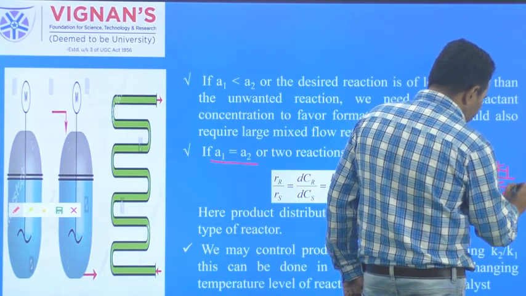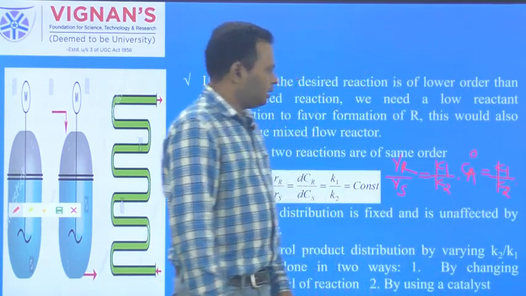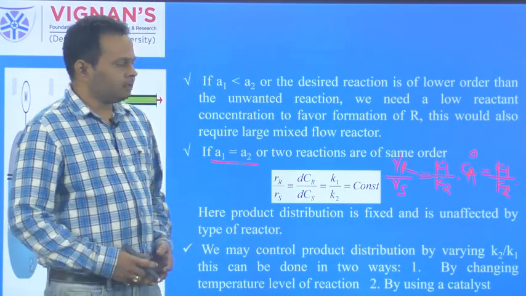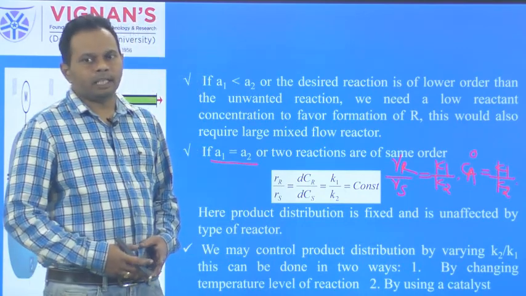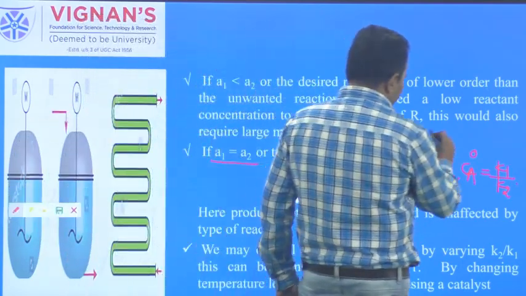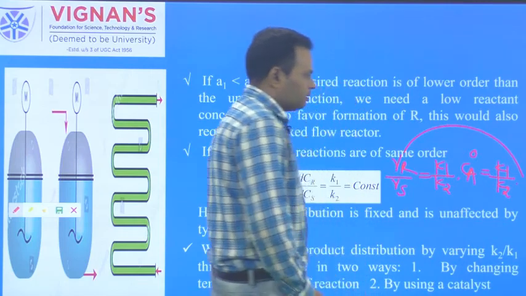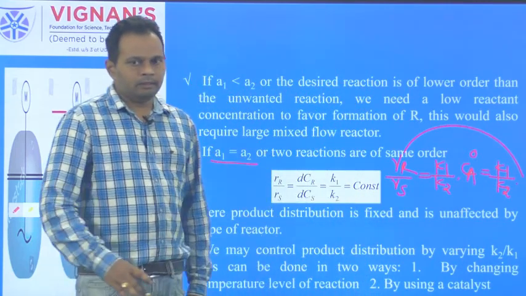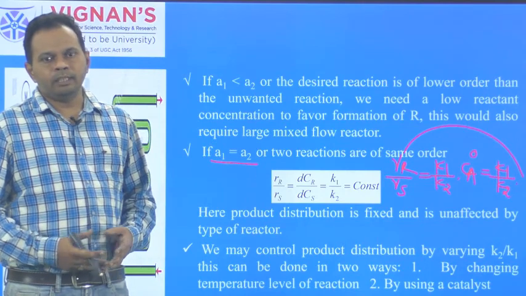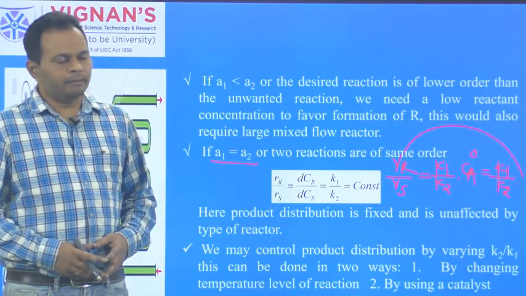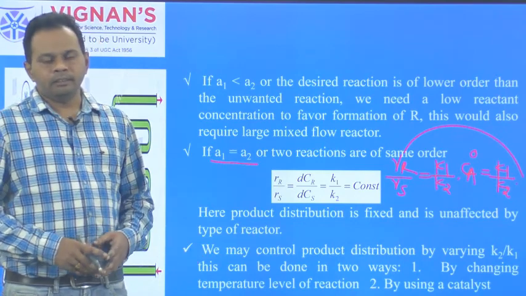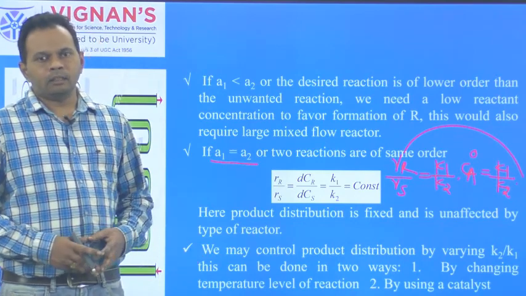So, in this case, when the two orders are the same, the product distribution does not depend upon the concentration of the reactant, and also does not depend upon the type of reactor used to maximize the formation of R and minimize the formation of S. So, in this case the product distribution is unaffected by the type of the reactor and also the concentration of the reactant.